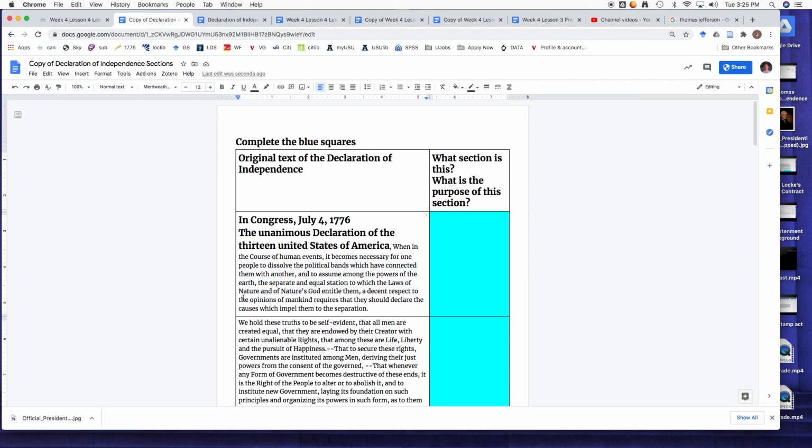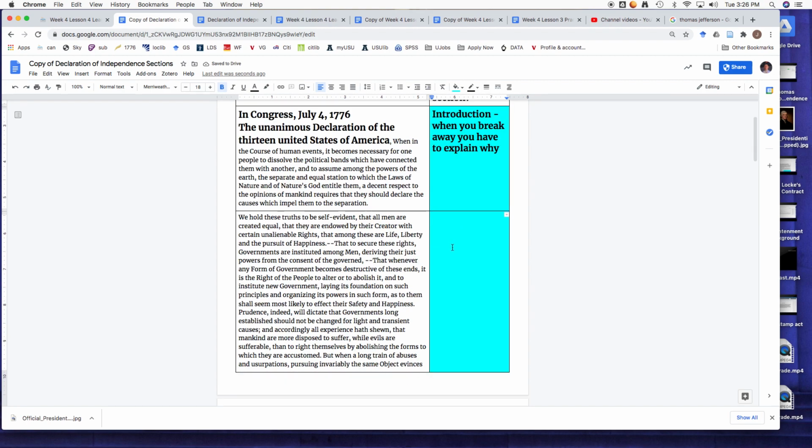A decent respect to the opinions of mankind requires that they should declare the causes which impel them to the separation. This simply means we have to explain why we're breaking away. We have to declare the causes which are forcing us to separate. So this is the introduction. And basically what it's saying is when you break away, you have to explain why.